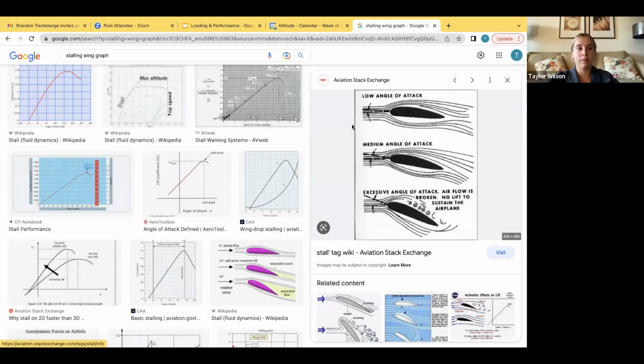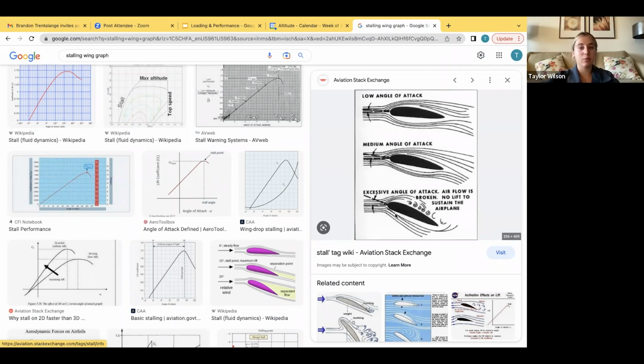Now, this becomes important because every aircraft or airfoil has what's called a critical angle of attack. As you can see, we have a low angle here, a medium angle, and then an excessive angle of attack. In these two top ones here, we still have that smooth laminar airflow over that airfoil, and that's what we're dependent on to generate lift.